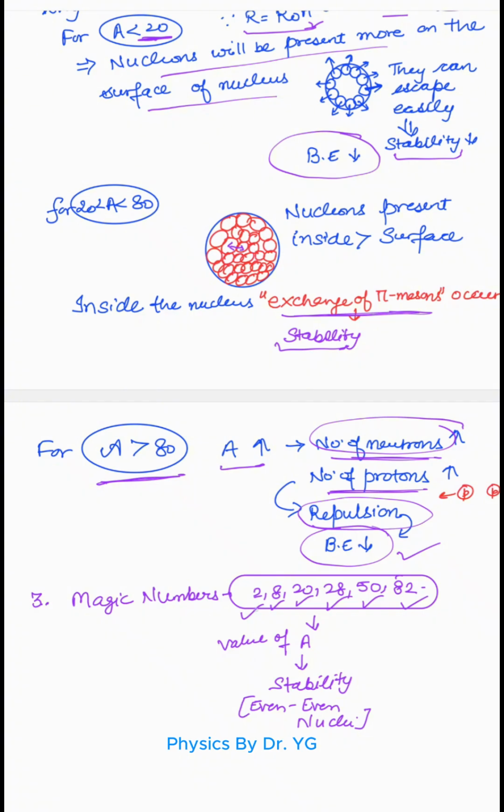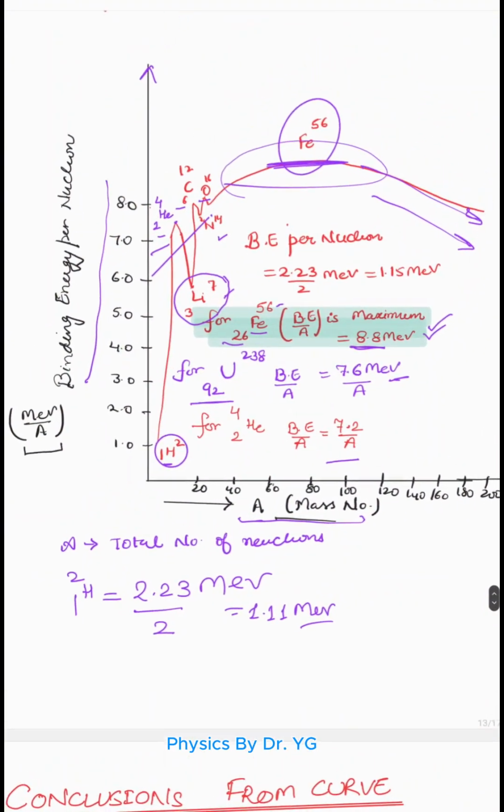The nuclei having these mass numbers have a higher value of stability. Now why are these magic numbers showing a higher value of stability, like a higher value of binding energy? Because in these cases the number of nucleons is mostly even. They can be treated as even nuclei, like their spins will cancel out and they lead to stability. So these are all the conclusions that we have drawn from this binding energy per nucleon.